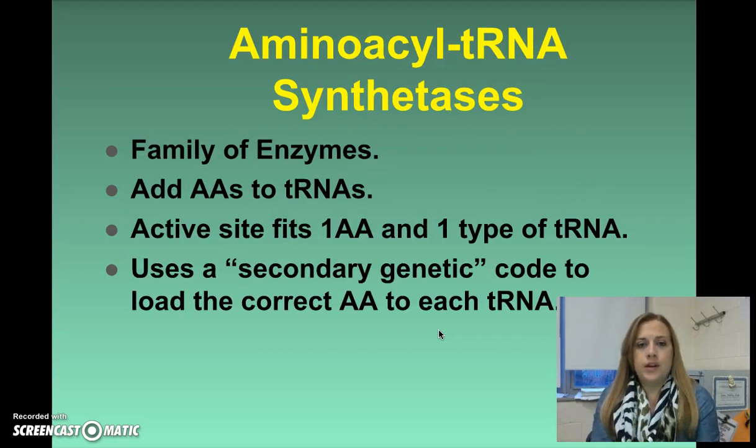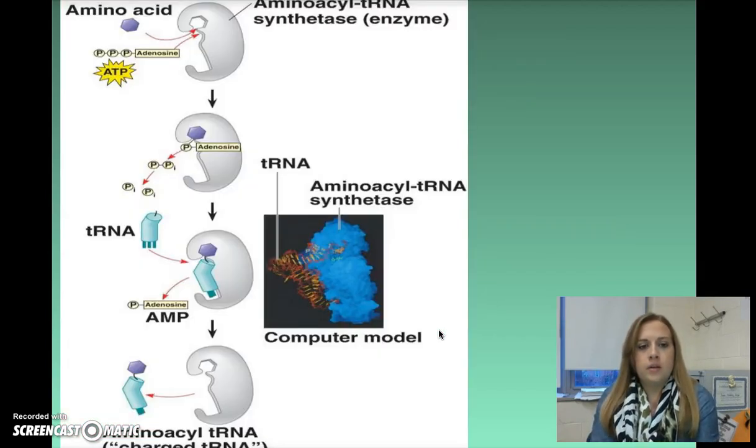Okay, so next we have aminoacyl tRNA synthetases. These are going to be a family of enzymes that add the amino acids to those tRNA molecules. The active site is going to fit one amino acid and then one type of tRNA. So it uses a secondary genetic code to load the correct amino acid to each tRNA. So this is what you're looking at here.